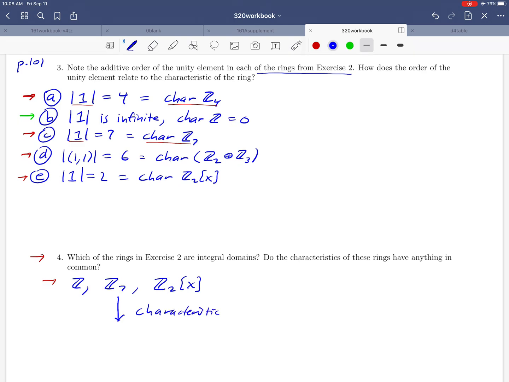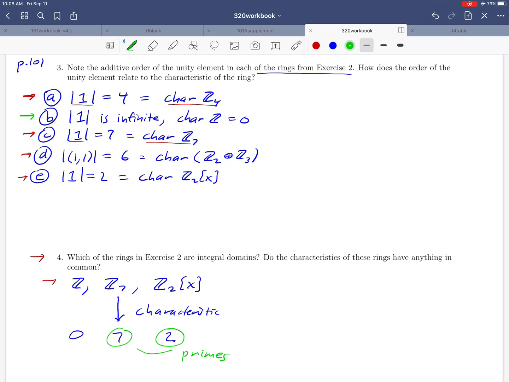Well, the characteristic of Z is 0, because we've got elements of infinite order there. The characteristic of Z7 is 7, and of Z2 adjoined X is 2. My question to you is, what's special about those two numbers? Notice that they both happen to be primes. That turns out to be no accident.